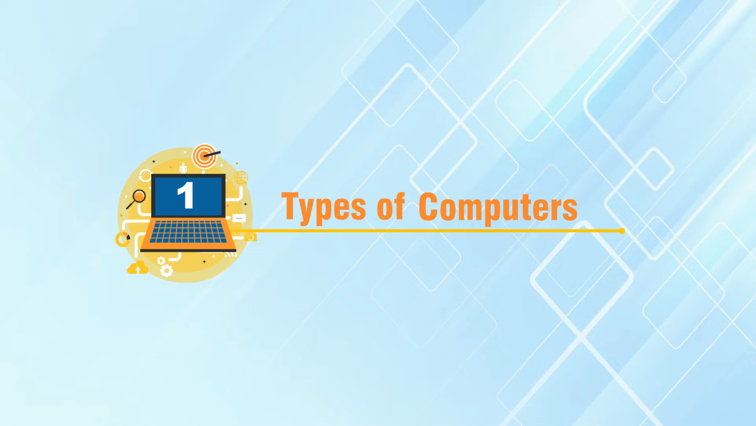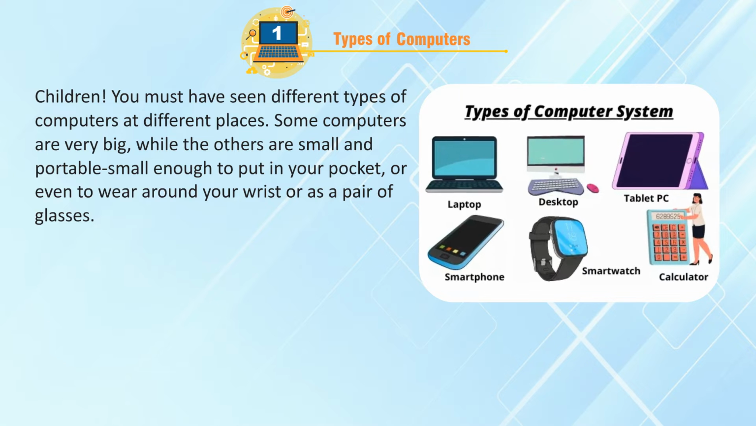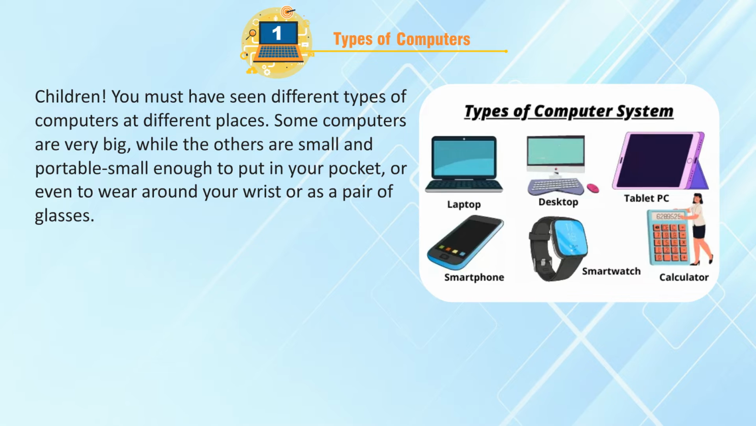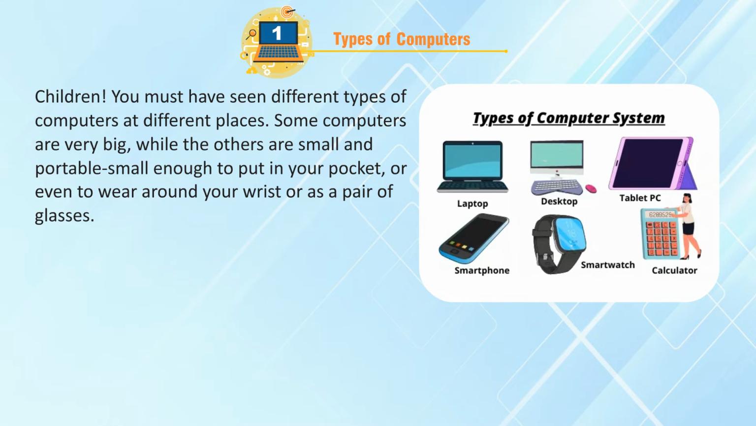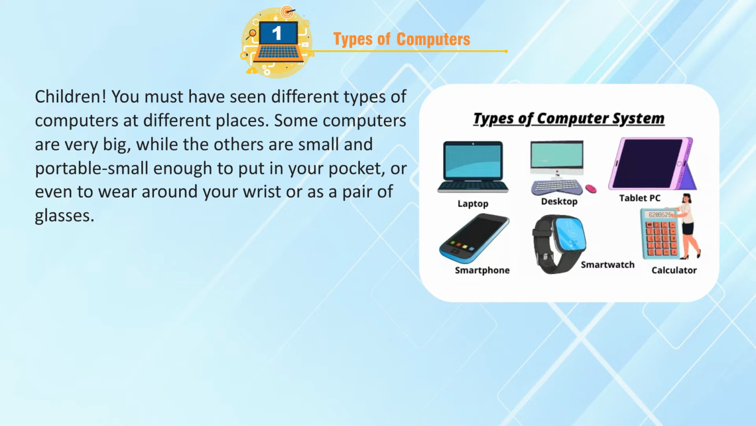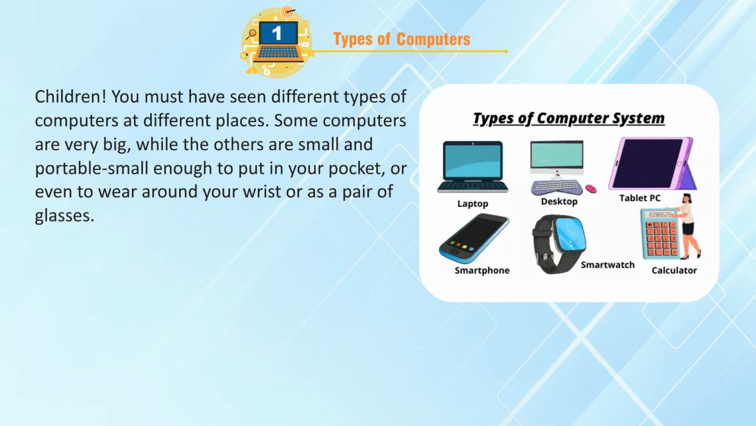Chapter 1. Types of Computers. Children, you must have seen different types of computers at different places. Some computers are very big, while the others are small and portable. Small enough to put in your pocket or even to wear around your wrist or as a pair of glasses.